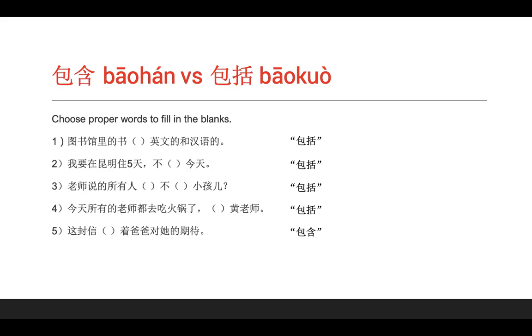With these examples and exercises, I hope you already understand the differences between 包含 and 包括. So 包含 is more about numerical relationships, and A and B do not necessarily belong to the group C. However, when you're talking about 包括, A and B should belong to the group C. And when you are using 包括, you are stressing the part that is included as well. So these are the major differences.